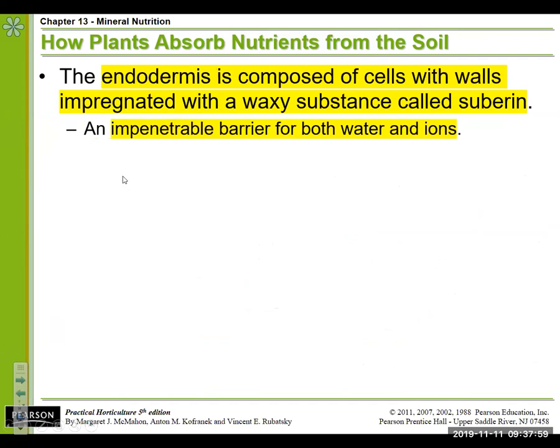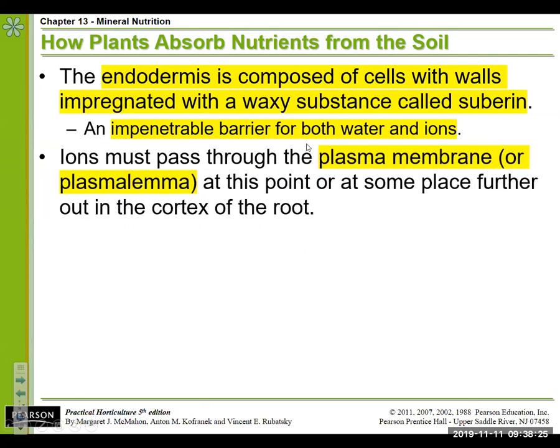The endodermis, think of that just as like an interior skin, and it's composed of cells with walls that are impregnated with a waxy substance called suberin. Suberin is a chemical that plants use partially to heal, but it's an impenetrable barrier for both water and ions. So we have to have a special way to get through that barrier, and that is through the plasma membrane or the plasma lamella, depending on how it's moving.